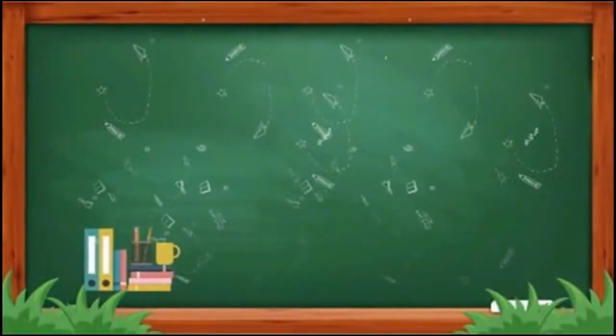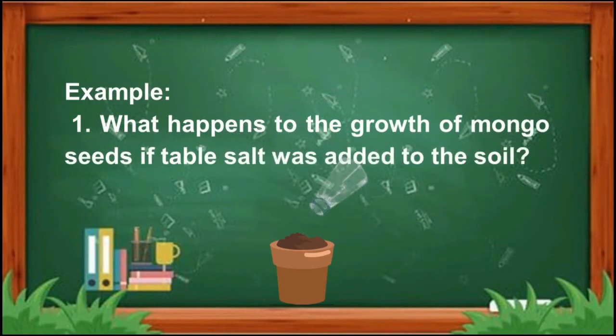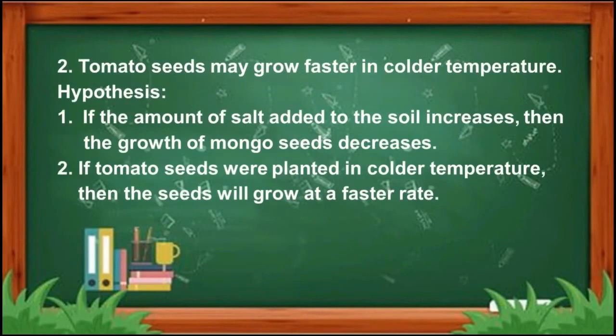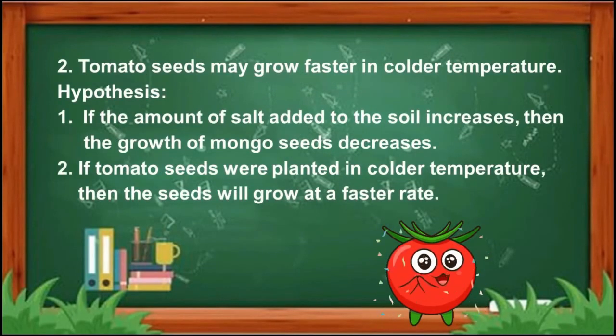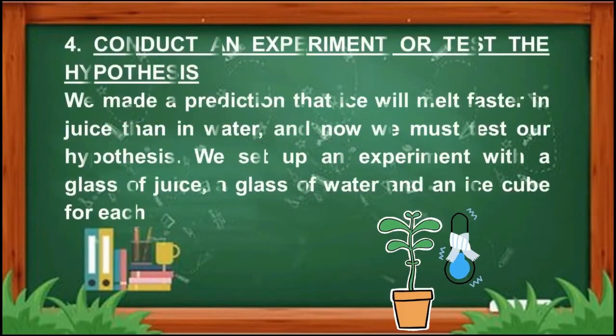For example, one: what happens to the growth of mango seeds if table salt was added to the soil? Two: tomato seeds may grow faster in colder temperature. Hypothesis 1: If the amount of salt added to the soil increases, then the growth of mango seeds decreases. Hypothesis 2: If tomato seeds were planted in colder temperature, then the seeds will grow at a faster rate.